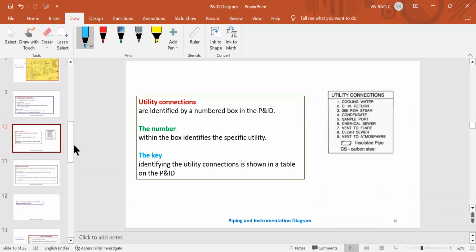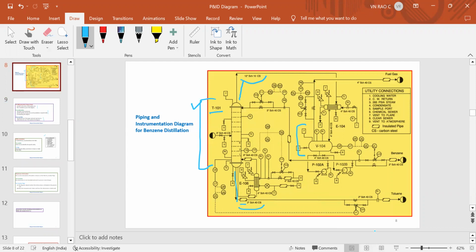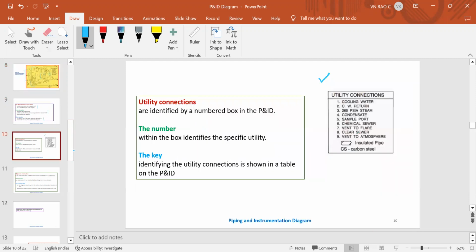Now see, this is the utility connections table. One means cooling water. Let us understand where it is located in the diagram. If you go to 1 here, this is 1. This is entering the condenser here, E104, and the leaving is here, 2. So what are 1 and 2? 1 is cooling water, 2 is cooling water return. Return means where does it go back? To the cooling tower. So utility connections are identified by number box in P&ID.